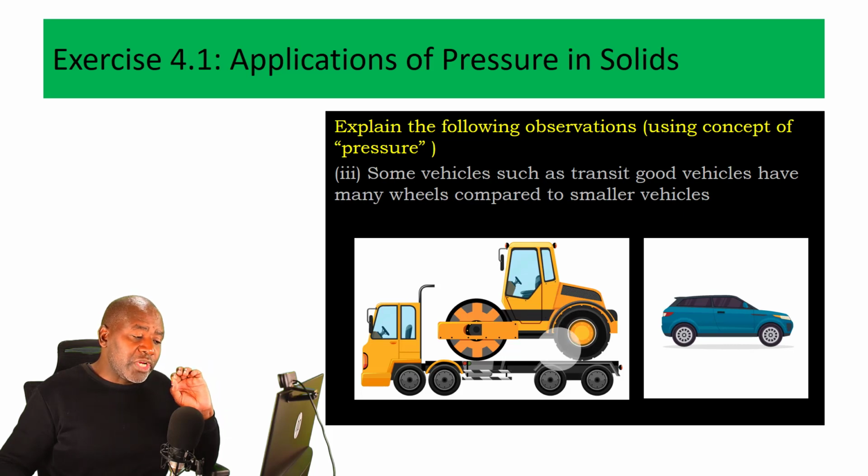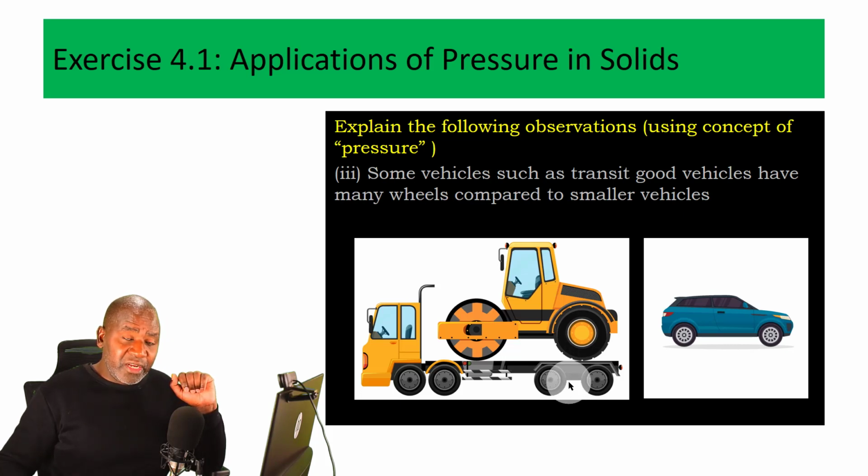So, in order to reduce the pressure that the tires exert on the road surface, because that is the point you must bring out, the area of contact between the tires and the road surface must be increased. And that means increasing the number of tires that are in contact with the road surface.